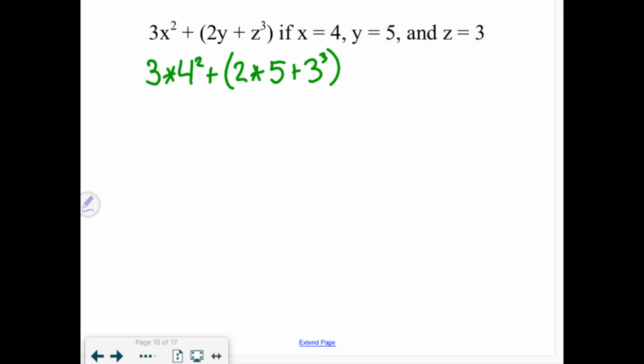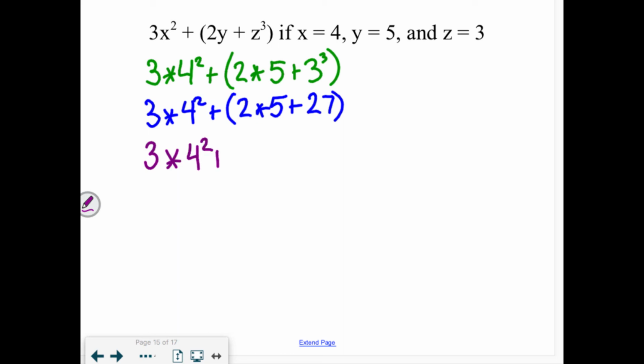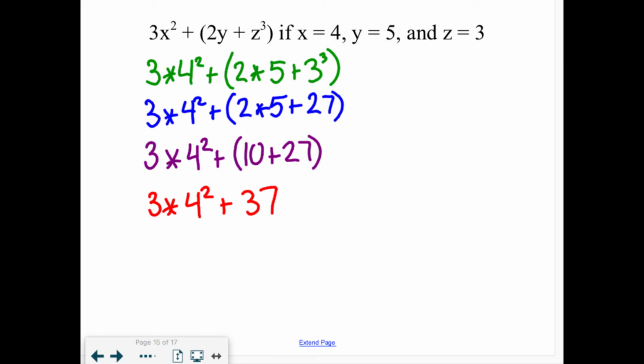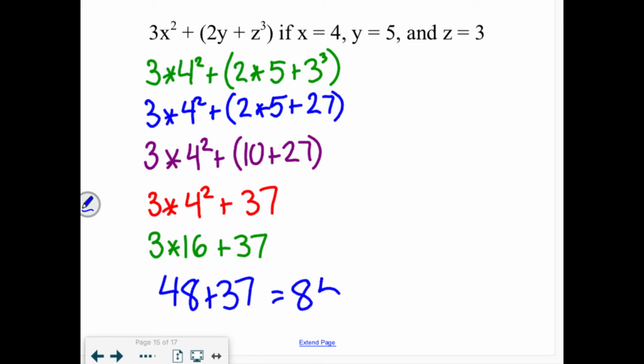I'm going to start working inside those parentheses, starting off with the exponent. So I get 2 times 5 plus 3 to the third power gives us 27. Simplifying inside the parentheses again, I get 10 plus 27. And finishing that out, I get 3 times 4 squared plus 37. Now that there are no parentheses left, I can go ahead and solve that exponent, which gives me 16. And I've got 3 times 16, which is 48, plus 37, giving me a grand total of 85.